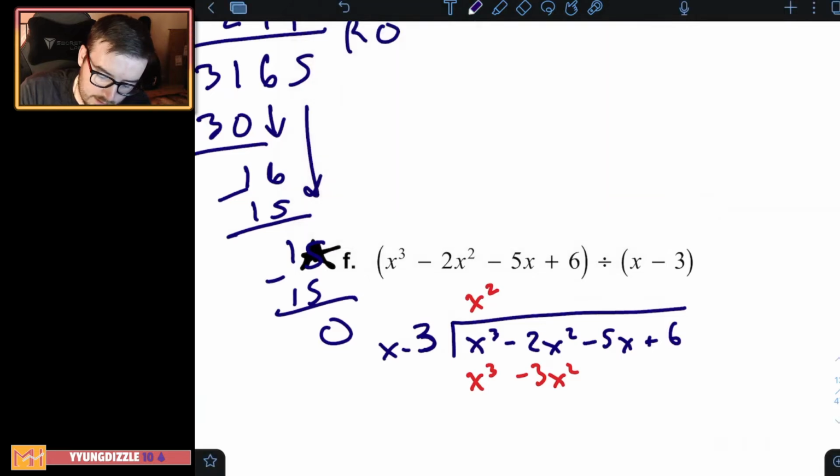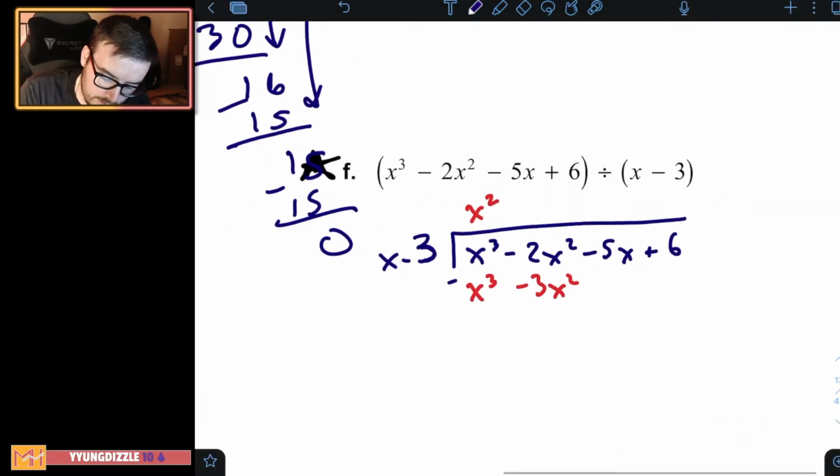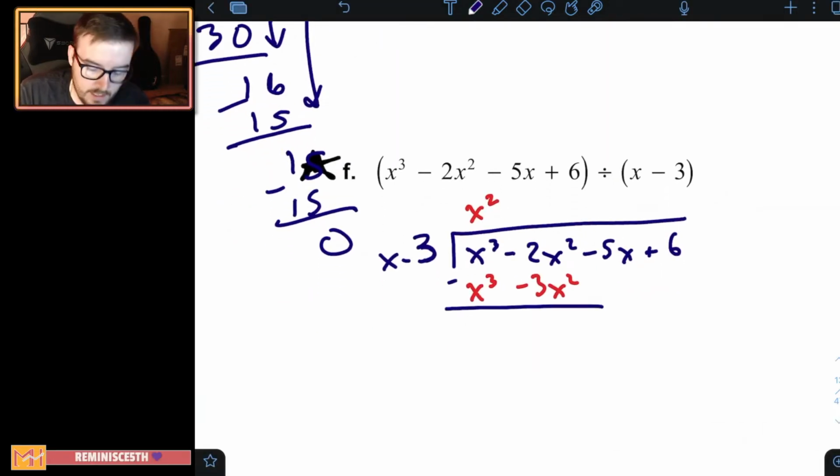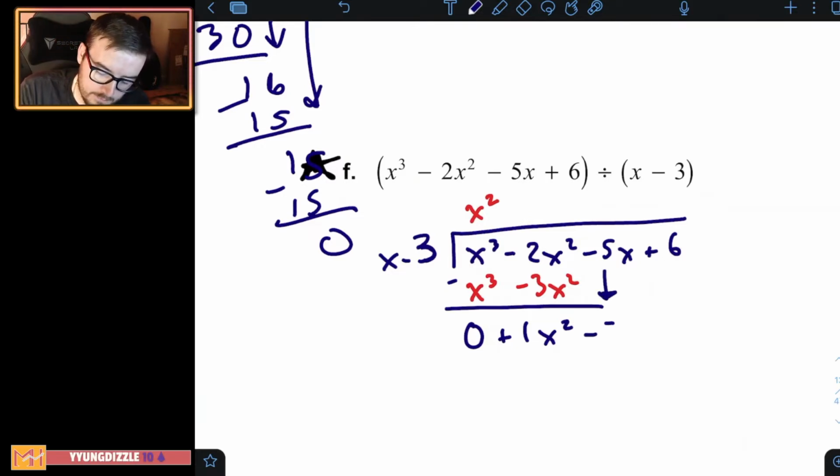What happens next? We subtract. That becomes 0. And when you subtract a negative, that's the same thing as adding. So negative 2 plus 3 is a positive 1x squared. Bring down the next term.